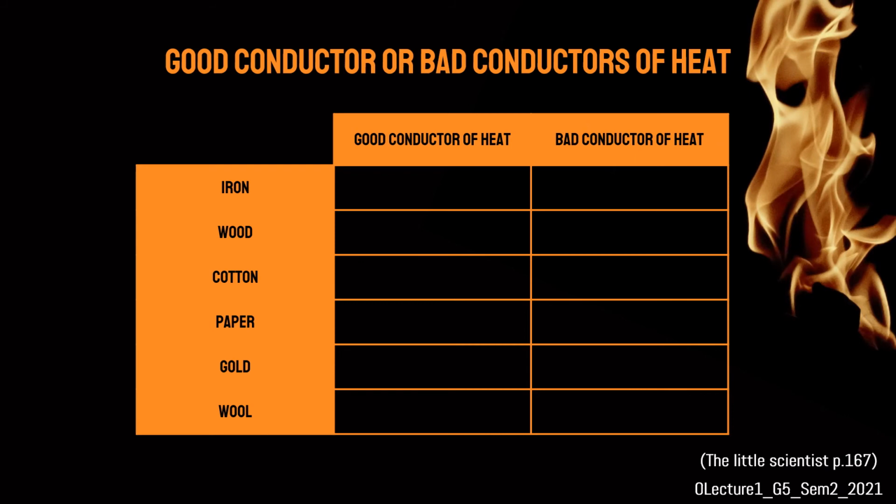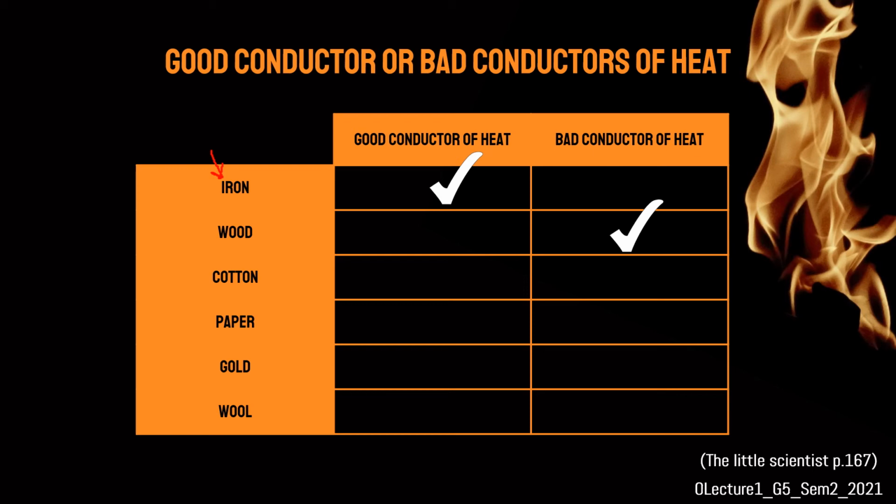Let's see. So you know now that heat doesn't pass in the same way in all materials. We have materials that are good conductors of heat, such as metal. Iron. Iron is a kind of metal, so it's a good conductor of heat. What about wood? Wood is a bad conductor of heat.